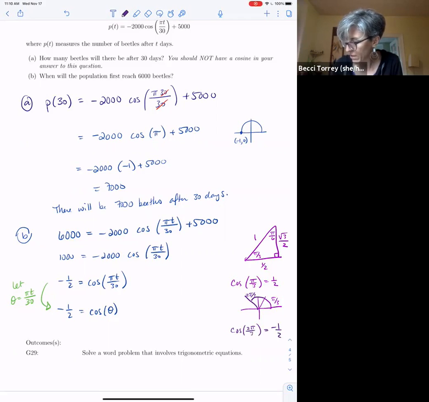So if I go back here, that means that theta is equal to 2 pi/3. So that's nice that we found theta is 2 pi/3. It gives us cosine of 2 pi/3 is -1/2. But we're not trying to find theta, we're trying to find the time. But we know theta is equal to pi t/30. So we're going to set theta equals 2 pi/3 equal to pi t/30 because they're both expressions for theta.